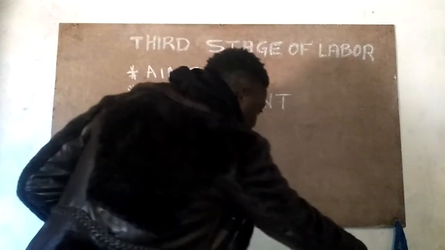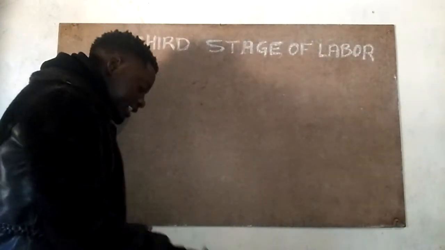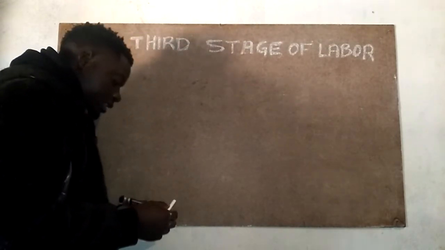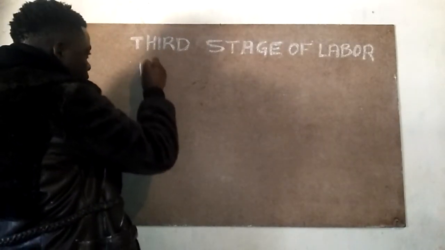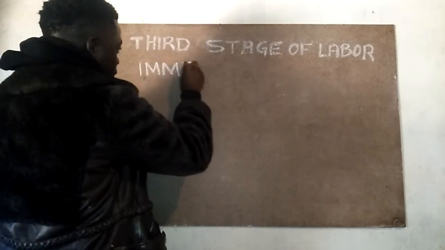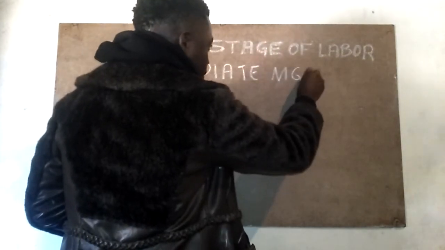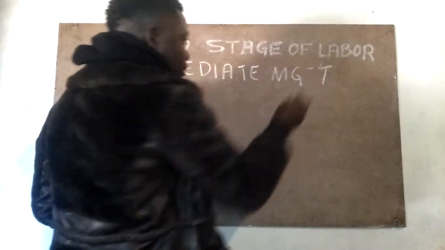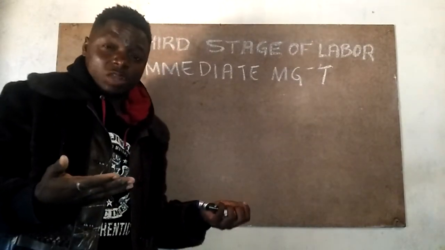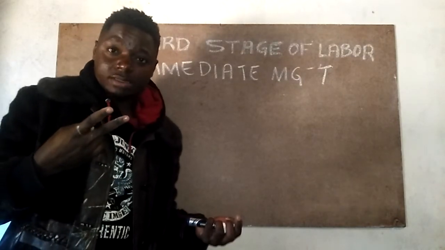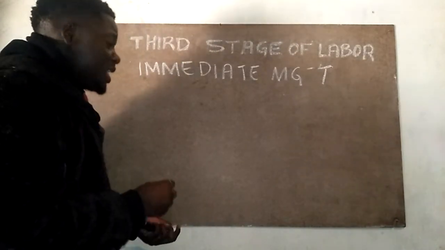So we go on to our immediate management. And our immediate management, as it suggests, is management that we carry out right there and then, within the first several hours. So what is it that we do in our immediate management? Well, of course, we remember that we are dealing with two lives, the life of the mother and the life of the baby.